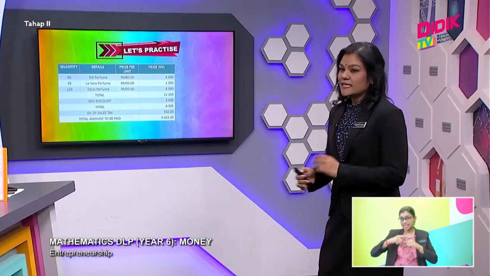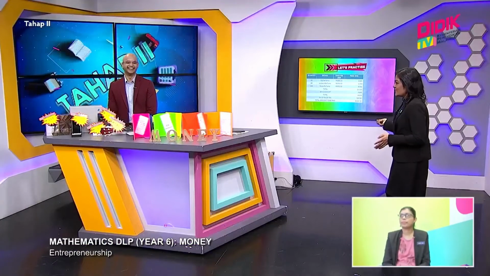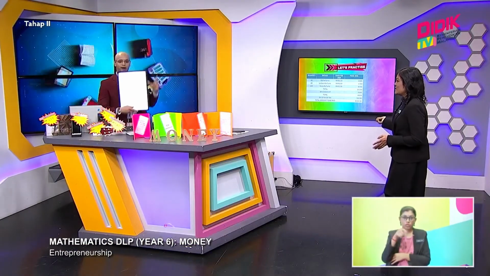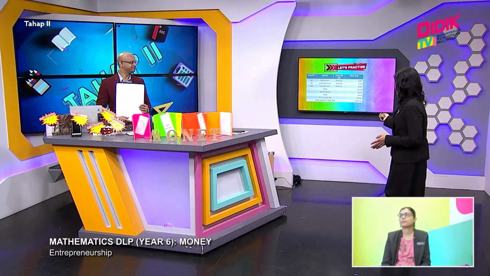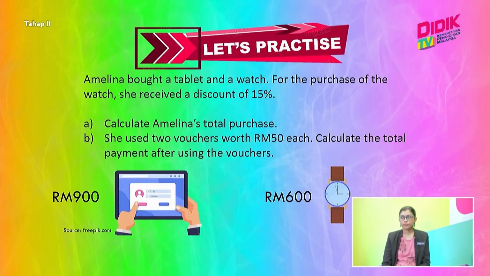Next, time again to test our Sean. Okay, Sean, are you ready? Yes, I am. I also prepared it on the whiteboard. It's going to be challenging for you. Can you try this? Emelina bought a tablet and a watch. For the purchase of the watch, she received a 15% discount. I have to calculate the total purchase.